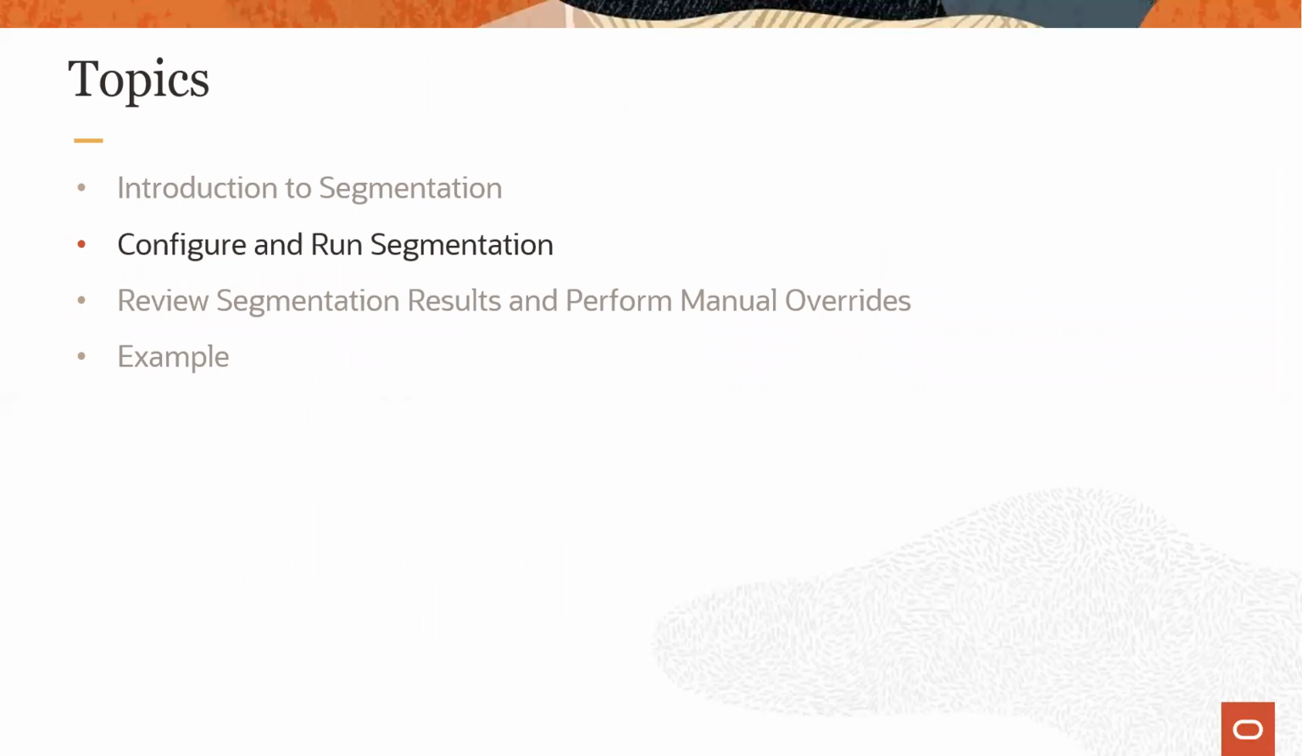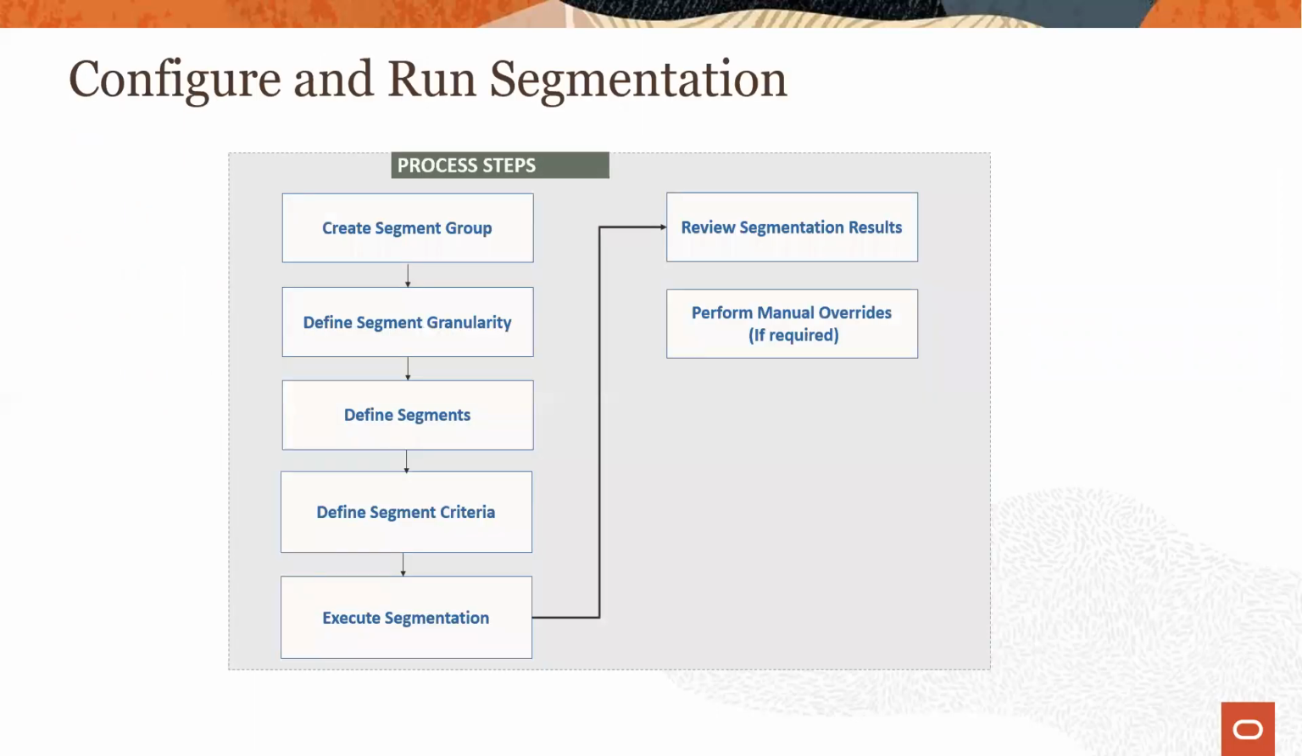Now let us discuss how to configure and run segmentation. You will first need to create segment group, then define segment granularity, define segments, define segment criteria, execute segmentation process, review the segmentation result, and then perform manual overrides if required.